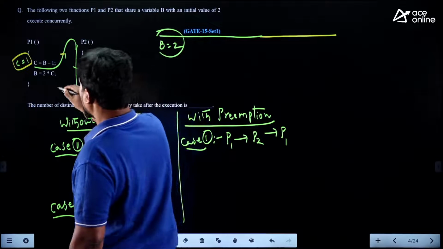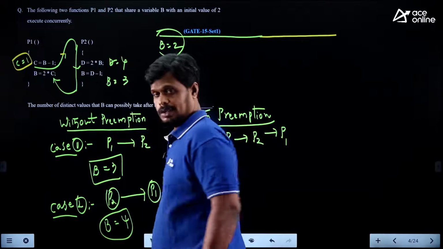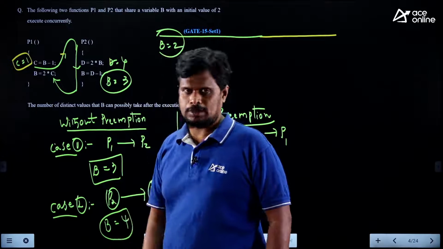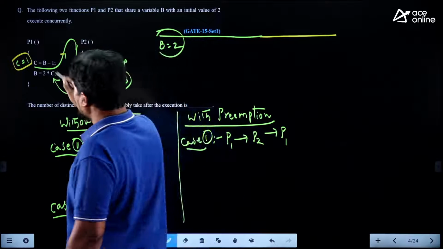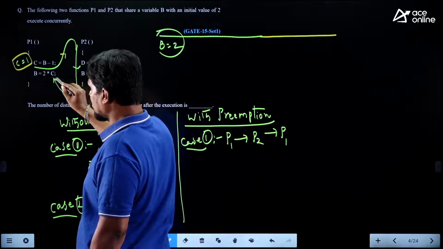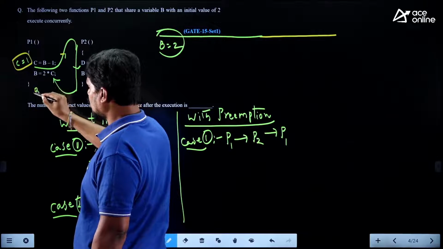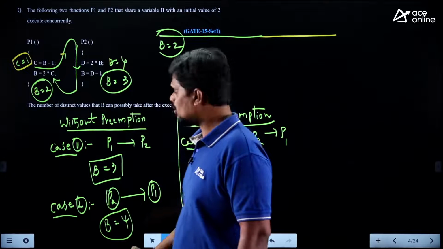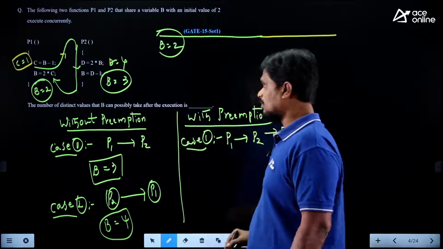After that, we are taking the preemption towards P1. So P2 has finished and it has saved the value 3 into B. Now I came back to P1. So then B is equal to 2 into C. But what is the C value? 1. So now B is going to rewrite this 3 value. So it means that B is equal to 2 at the end.